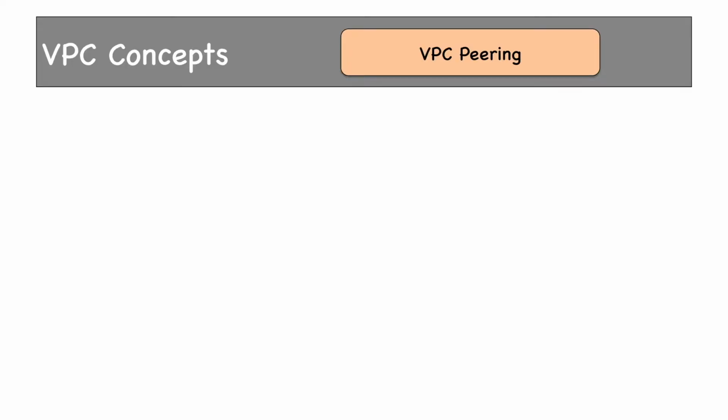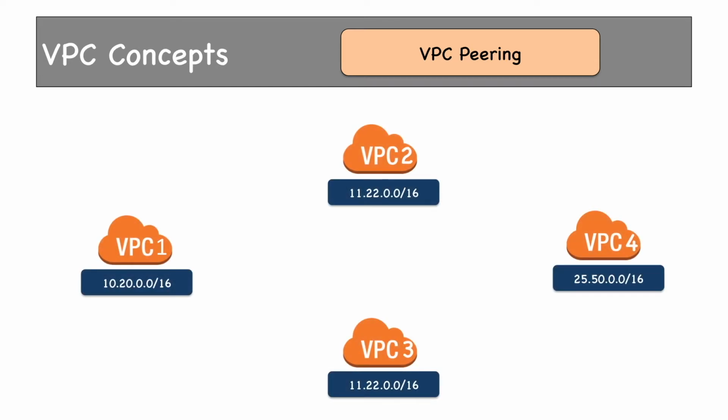Let's talk about a few pointers in VPC peering. Here you have 4 VPCs. Notice that 2 VPCs have the same network address. This can happen because, if you remember, this network address is for private networks. You can have a peering connection between these 2 VPCs, then these 2.